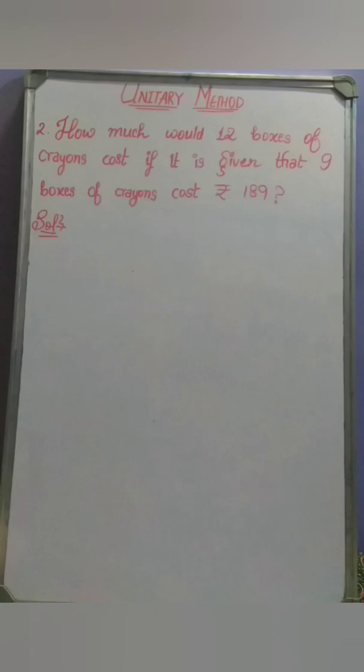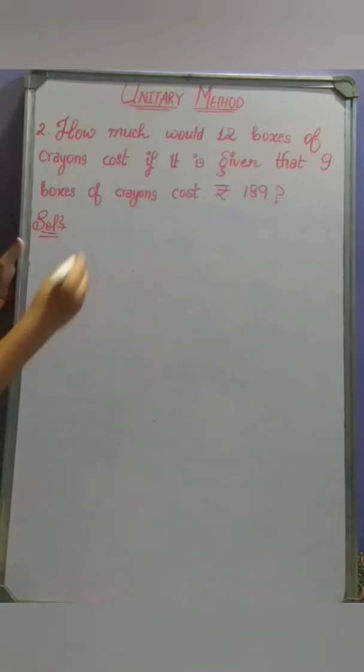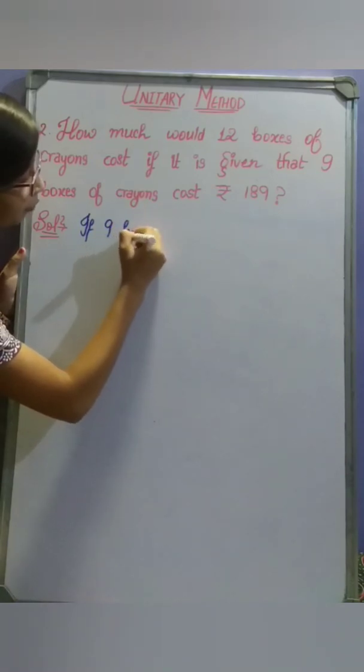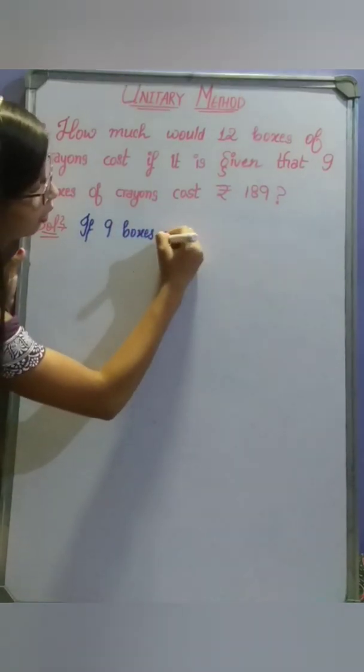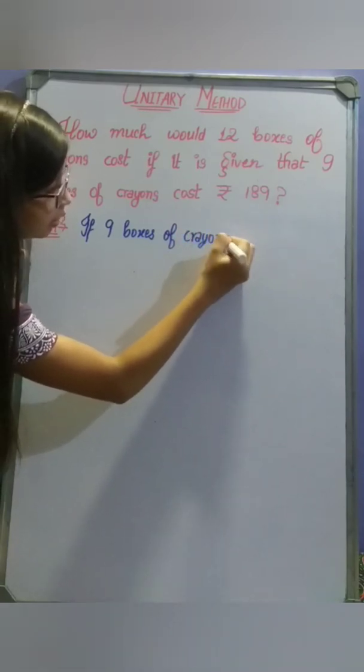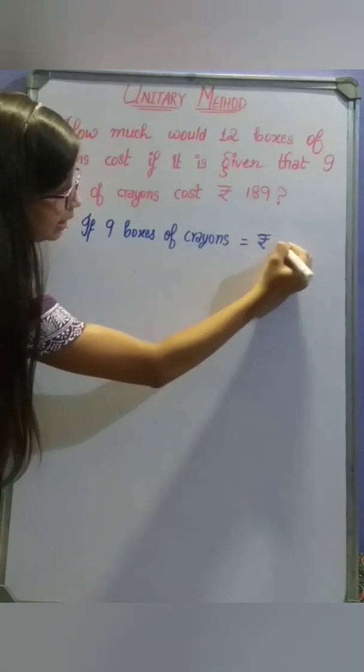So guys, here we have our second question. How much would 12 boxes of crayons cost if it is given that 9 boxes of crayons cost rupees 189? So here what we know is 9 boxes of crayons are costing rupees 189 and the question they are asking us is how much will 12 boxes of crayons cost? So let's write, if 9 boxes of crayons is equal to rupees 189.